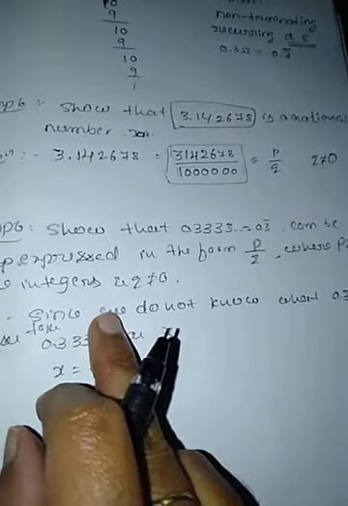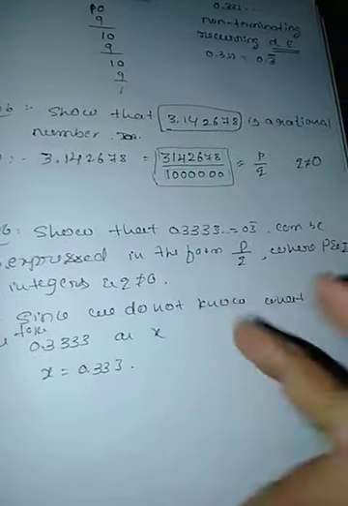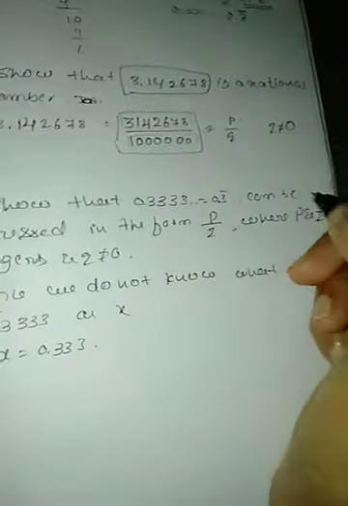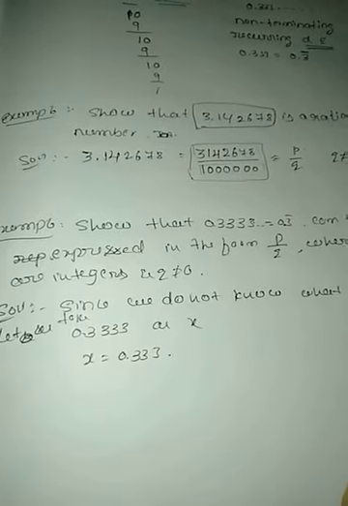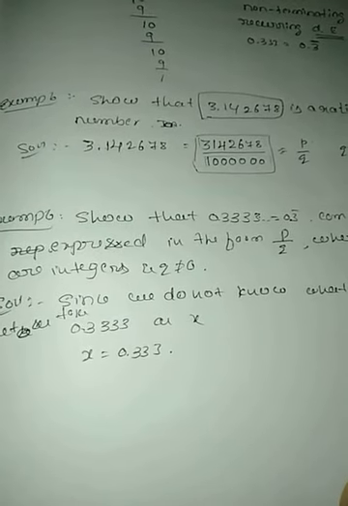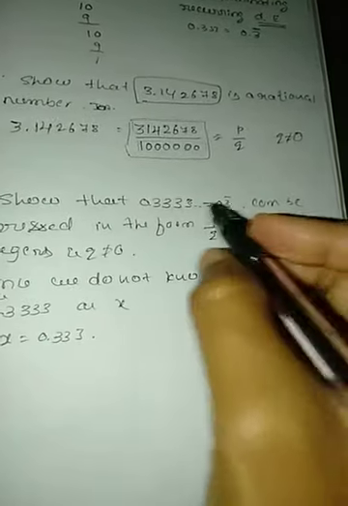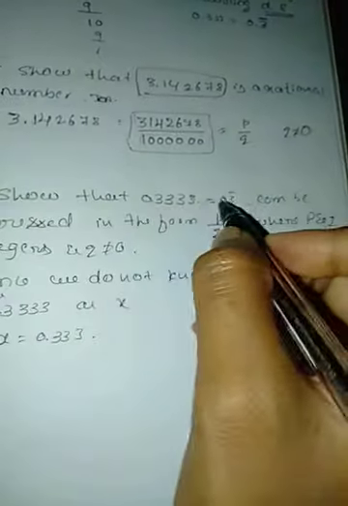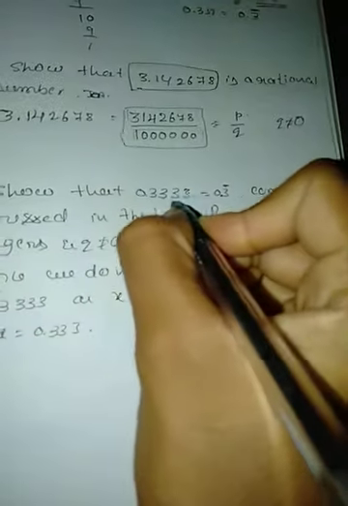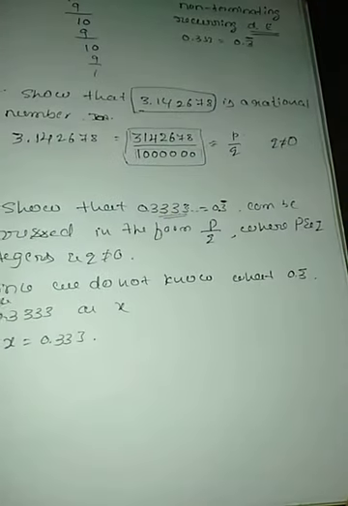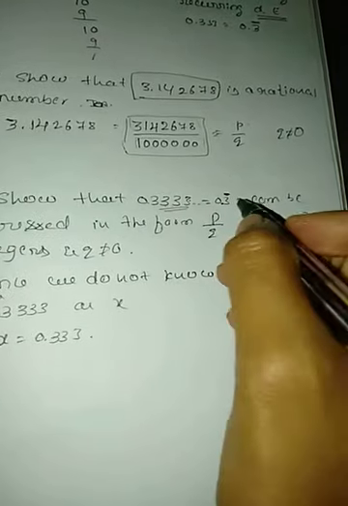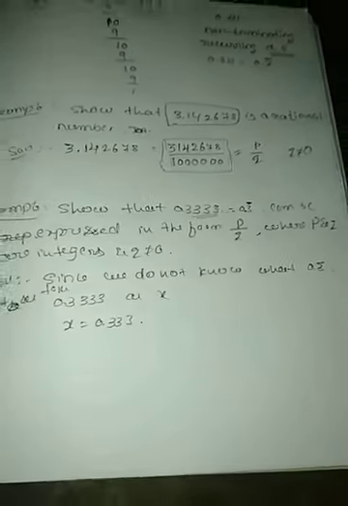Okay, so next one is show that 0.3333, which is 0.3 bar, can be expressed in p by q form, where p and q are integers and q must not be equal to 0. 0.3 bar means the digit 3 is continuously repeated, so I will write the bar. So this number can be represented in p by q form. How to represent? So the solution is there.